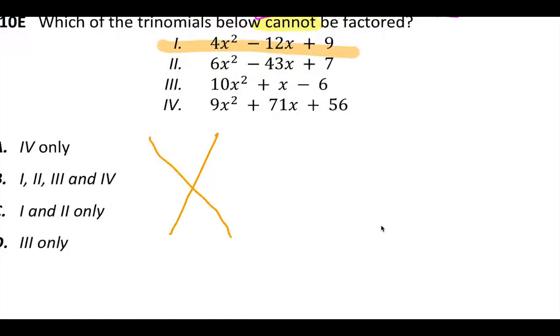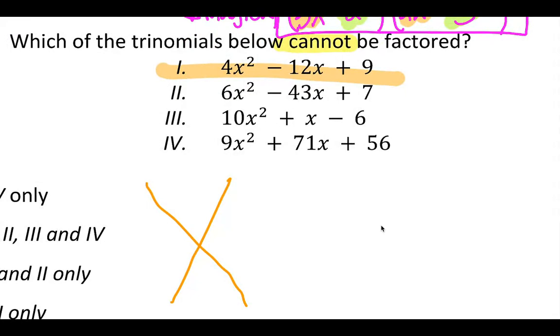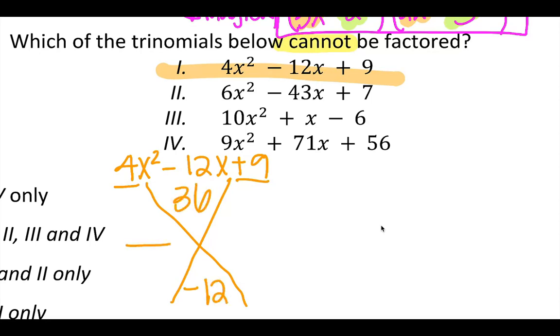So again, A times C. So this is 4x squared minus 12x plus 9. A times C is 4 times 9, which gives me 36. And then my negative 12 comes down here, so I'm looking for two things that multiply to 36 and also add to negative 12. And obviously, negative 6 works.